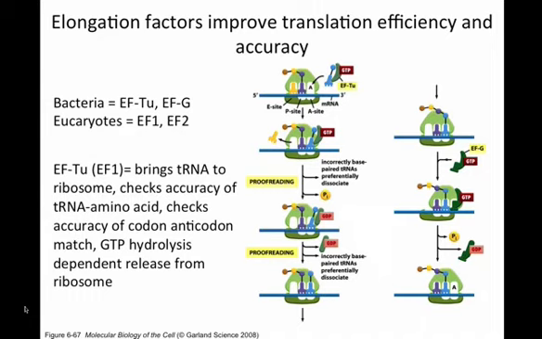Yes? Is EF-Tu itself regulated? I mean, it's regulated in the sense of its GTP or GDP binding, and that's going to control whether or not it can interact with the tRNA. So it brings it in, and if you get a good interaction, strong binding, then it will release the tRNA.